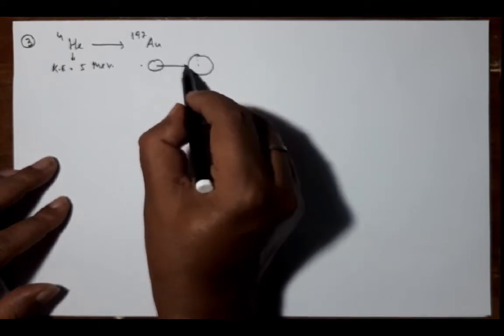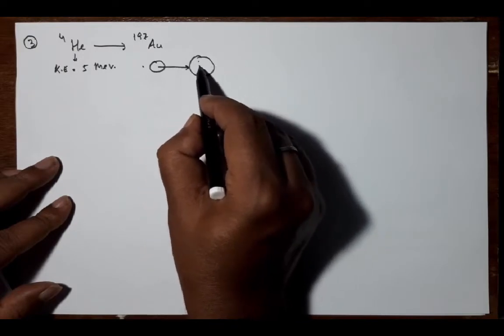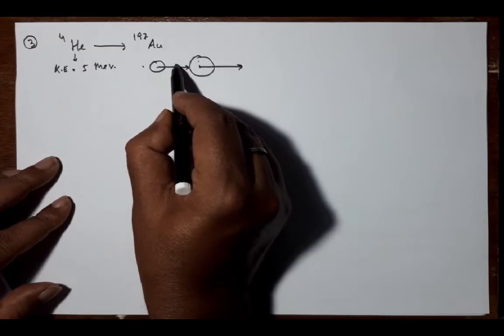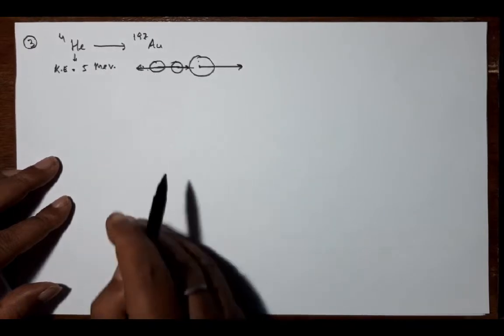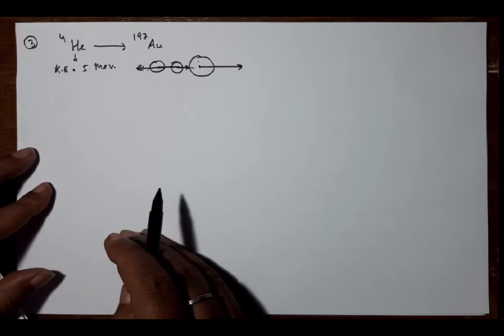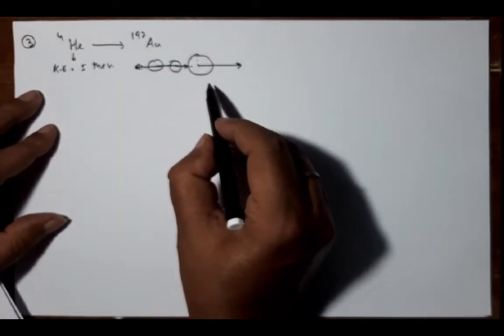In this case, when this is going towards this, after the closest approach, this recoils in this direction, and suppose this is the closest approach, then this recoils in this direction. So we have to find out how much energy they will have while recoiling.